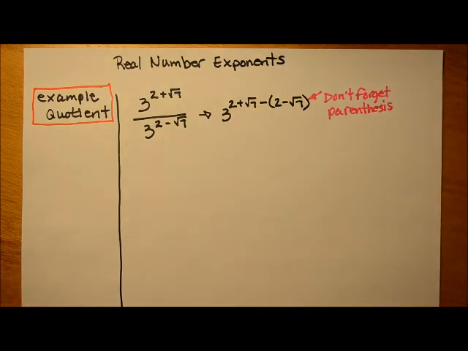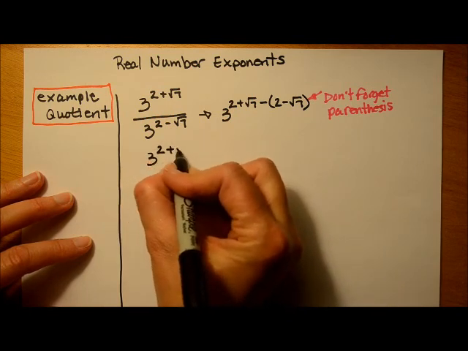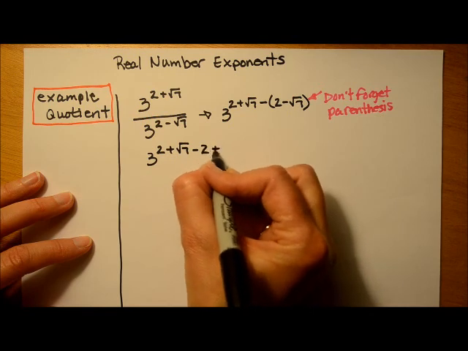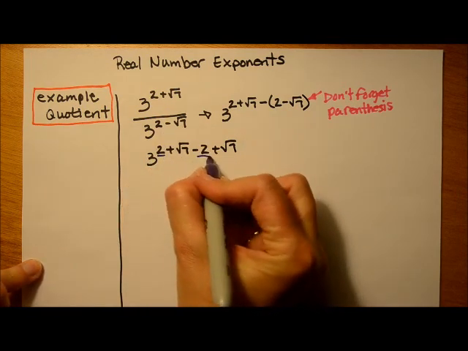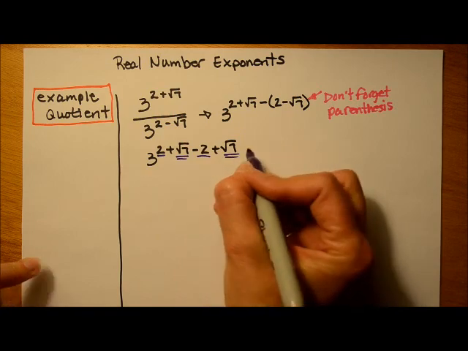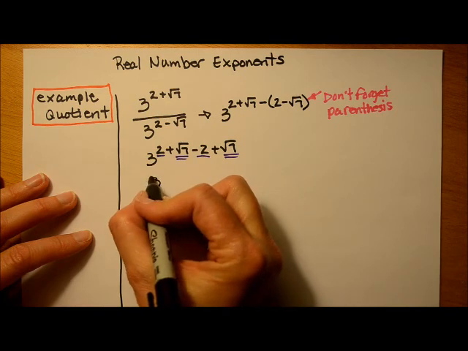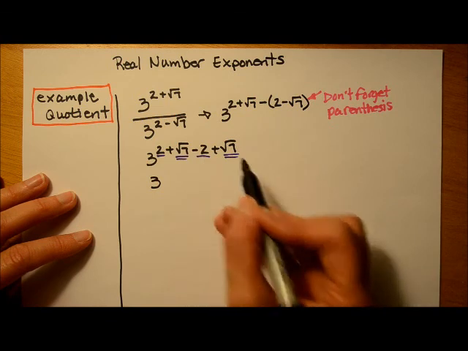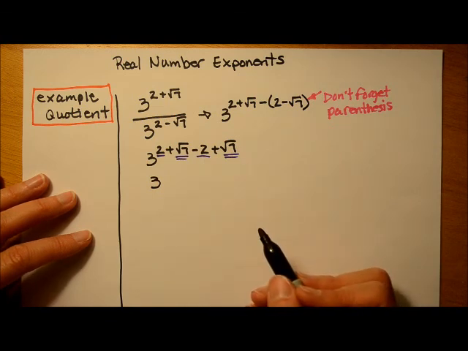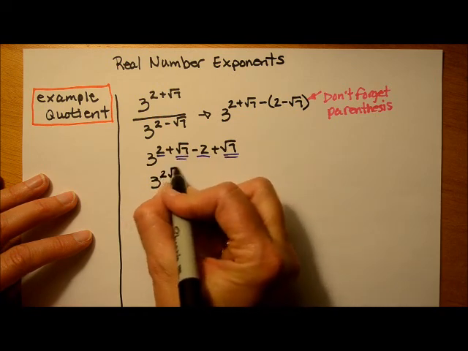Okay. All right, so what we're going to have then is 3 to the 2 plus square root 7 minus 2 plus square root 7. And we're going to look at that, and we're going to combine like terms. Here's my like terms, my 2 and my negative 2, and my square root 7 and my square root 7. What I'll have then is 3 to the, I have a 2 and a negative 2, so that's going to go to 0. I have a square root of 7 plus square root 7. Square root 7 plus square root 7 is, well, you know what I do? I have 2 square root 7, so 2 square root 7.